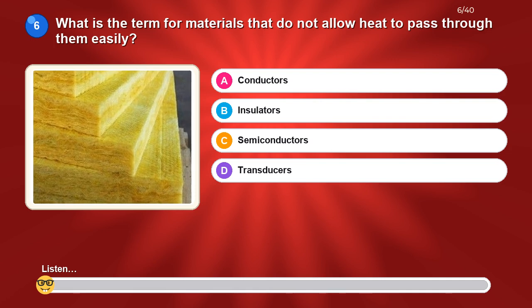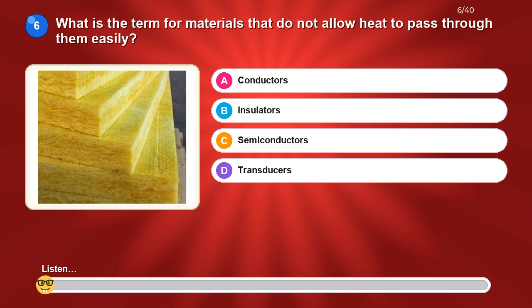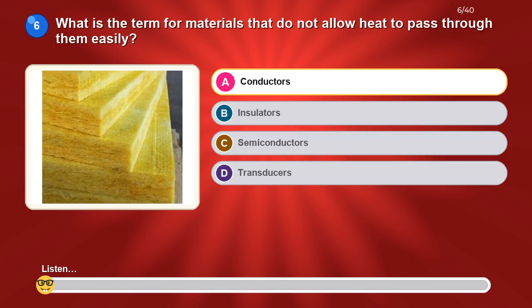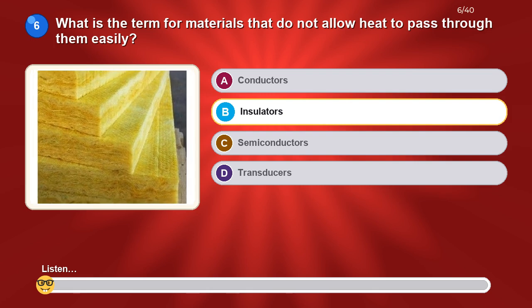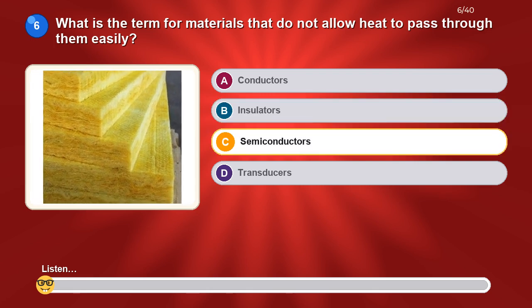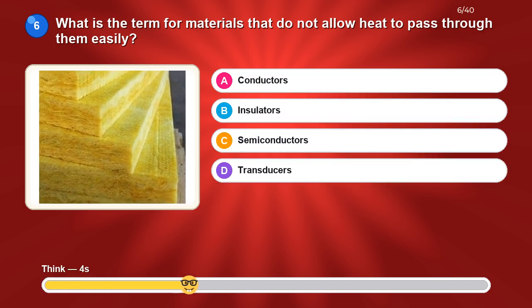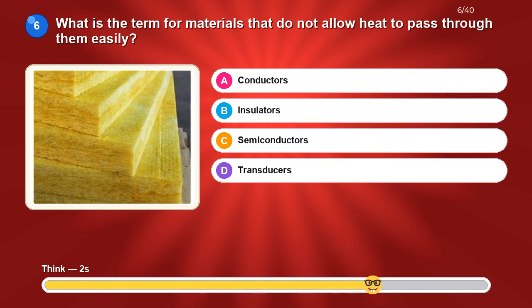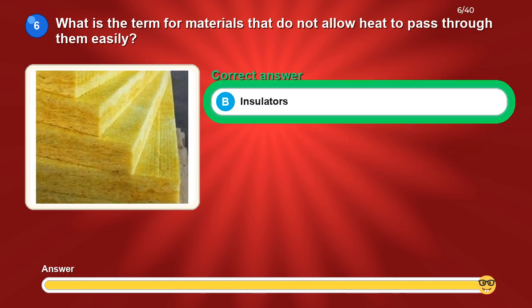What is the term for materials that do not allow heat to pass through them easily? Option A, conductors. Option B, insulators. Option C, semiconductors. Option D, transducers. The correct answer is insulators.